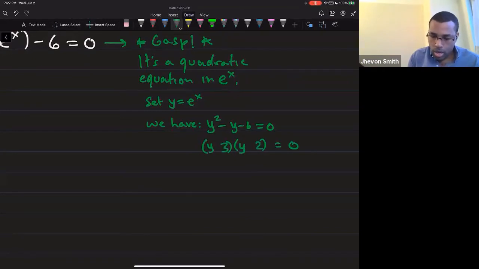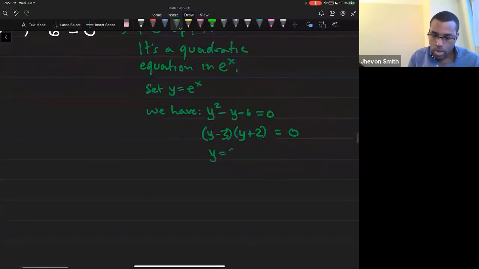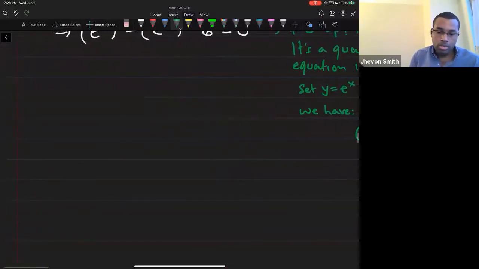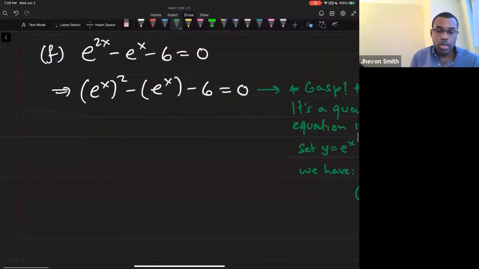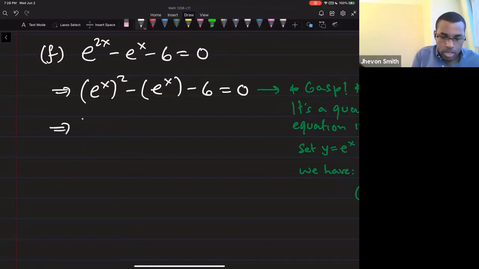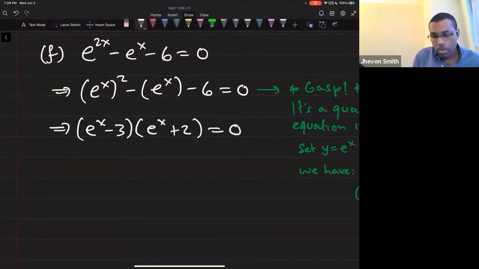3 and 2 would work. Minus 3 plus 2. And so you'd get your y would equal 3 or your y would equal minus 2. So it's essentially the same strategy here. The fact that it's an e to the x instead of a y is completely irrelevant. It fits a template of a quadratic equation, and we know what to do with that template. So this is going to factor into e to the x minus 3 times e to the x plus 2.